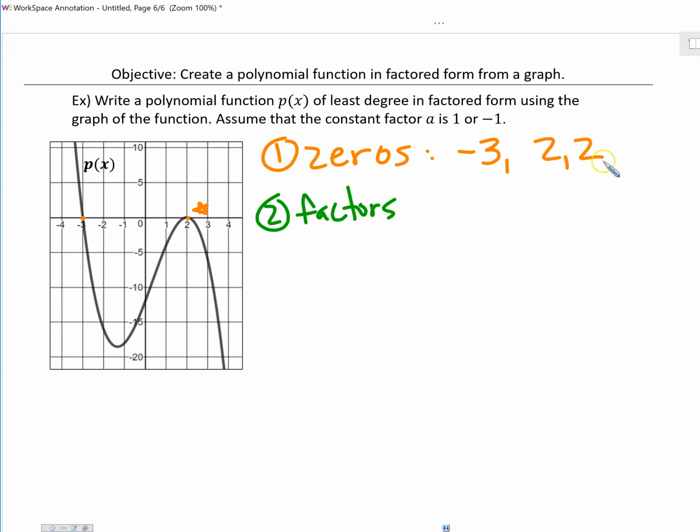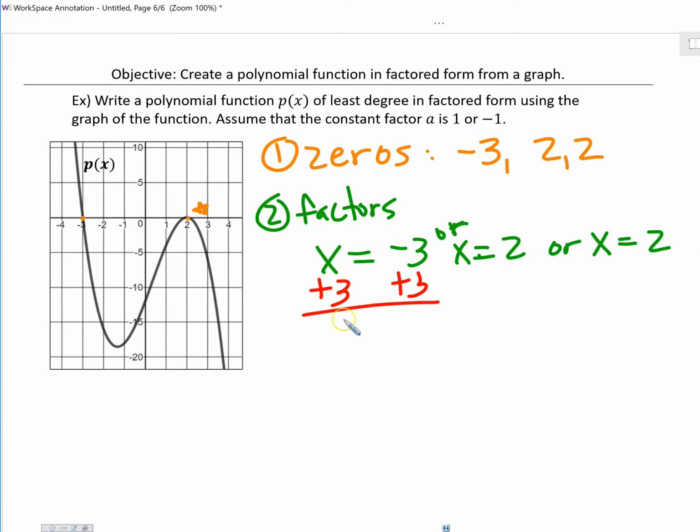So each one of these zeros is a value of x. So x is equal to -3, or x is equal to 2, or x is equal to 2 again. So to find the factors, just as we did before, we will use our algebra skills to create a 0 on the right hand side. Here I have to undo the -3, so I add 3 to both sides, and I get x plus 3 equals 0.